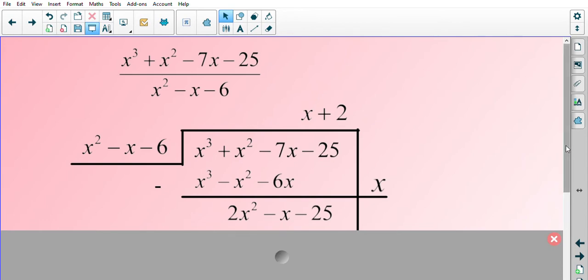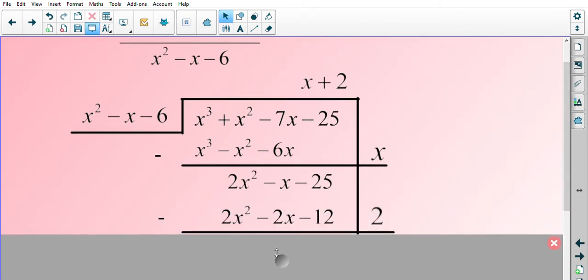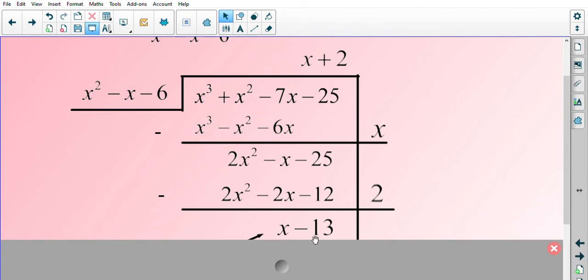Okay, I can still continue because I can now cancel the x squared here. If I multiply this by 2 and do a subtraction, I will be able to cancel the 2x squared. So that is my next task. Multiply everything by 2, so that will give me 2x squared minus 2x from there, minus 12 from the minus 6. I'm going to do a subtraction, and the 2x squared will cancel, and what I'll be left with is x minus 13.